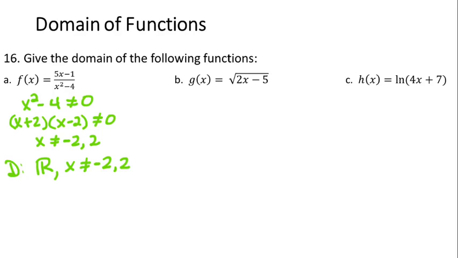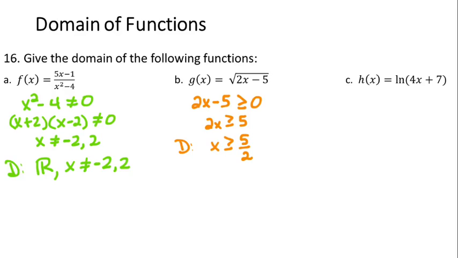Now for a square root function, whenever we are taking the square root of values, those values have to be positive or 0. We can square root 0, we can square root positive numbers, we cannot square root negative numbers because then we get an imaginary value. And so that means that what's under my square root here, 2x minus 5, has to be greater than or equal to 0. And then all we need to do is isolate the x. So 2x greater than or equal to 5, and x greater than or equal to 5 over 2. And so that would be our domain for that particular function.